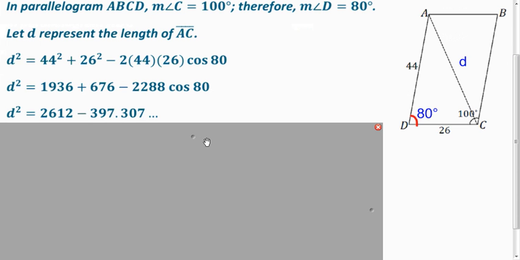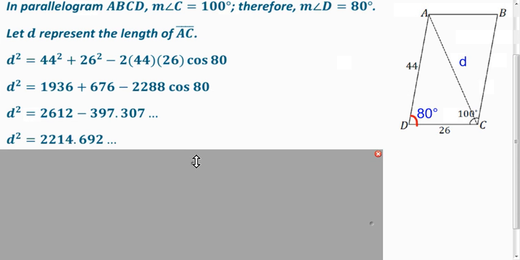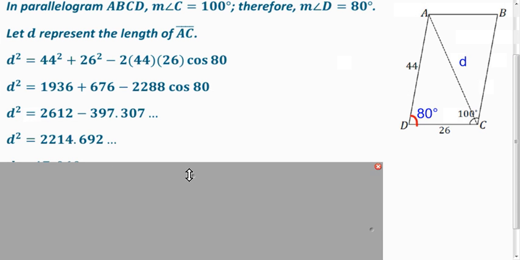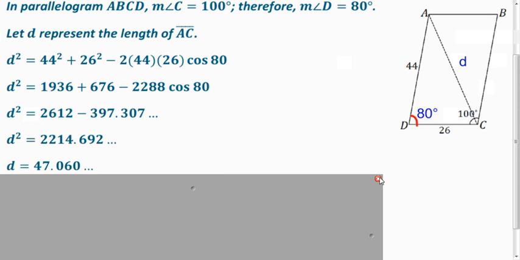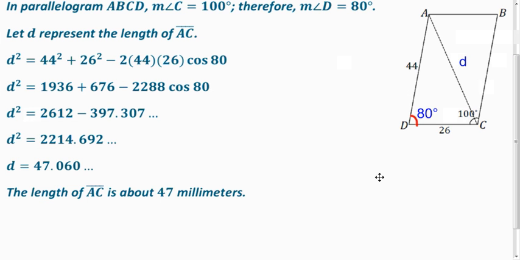And we're going to get a number over here that's not a terminating decimal or anything. So make sure you don't end it too soon in your calculator. Don't round until the very end. So this is equal to D squared. So how do we get D? We got to take the square root of both sides. So to the nearest millimeter, about 47 millimeters.